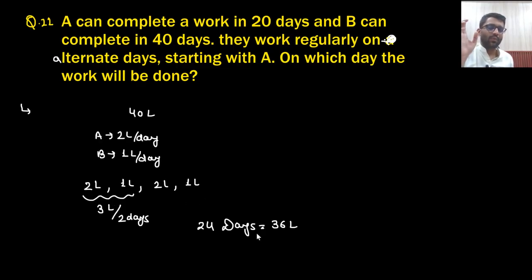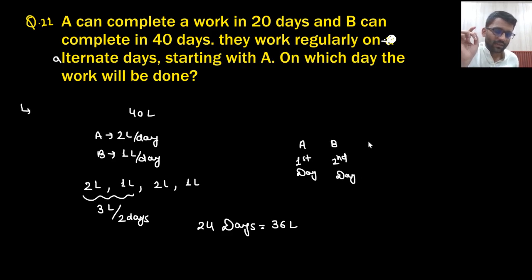And on the last day, who would have eaten? First day was of A. Second day was of B. Third day was of A. And fourth day was of B.